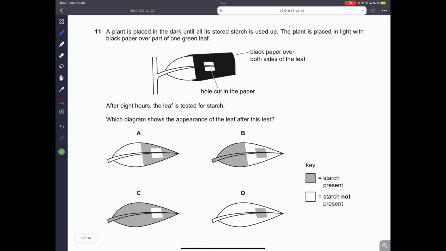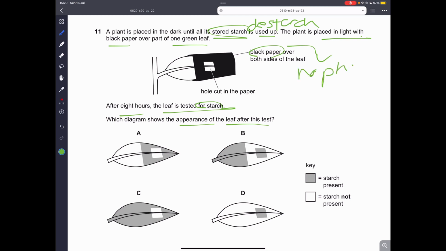Question 11. A plant is placed in the dark until all of its stored starch is used up. This is destarching. The plant is placed in the light with black paper over part of one green leaf. After 8 hours, the leaf is tested for starch. Which diagram shows the appearance of the leaf after the test? Okay, so you see the black paper, this means there is no photosynthesis. So starch is not present.